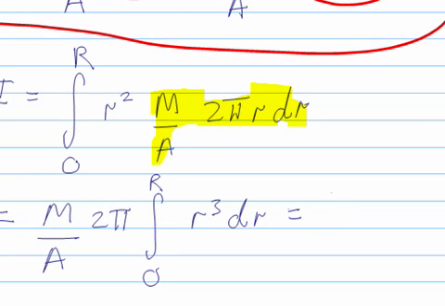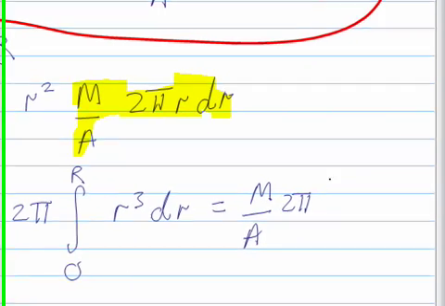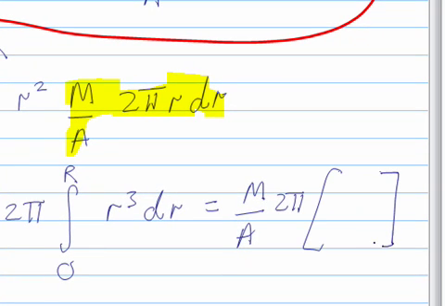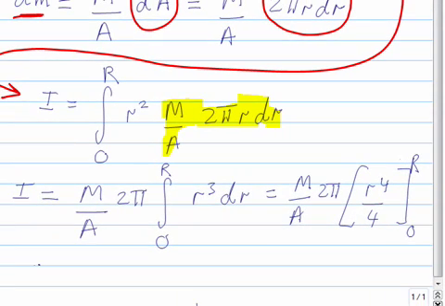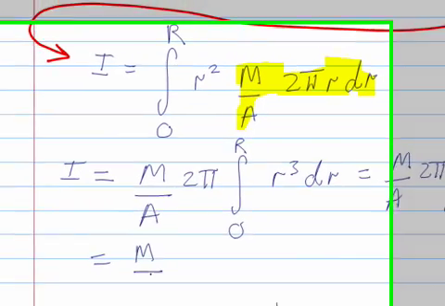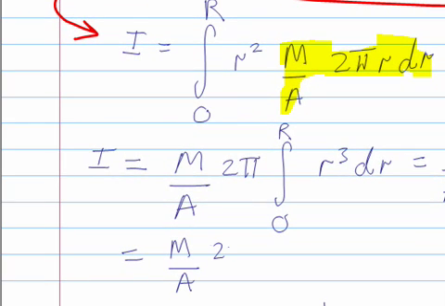And that equals m over a, 2 pi. And the answer to the integral of r cubed with respect to r is r to the 4 over 4. We're going from 0 to r. So this must equal the mass per area, 2 pi, r to the 4th over 4. And the area is pi r squared.